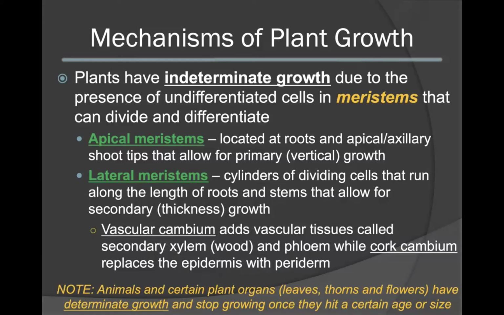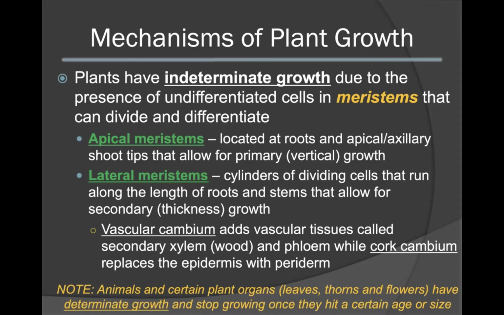This is different than determinate growth, which is present in most animals and certain plant organs, such as the leaves, thorns, and flowers. Determinate growth stops growing once they hit a certain age or a certain size.